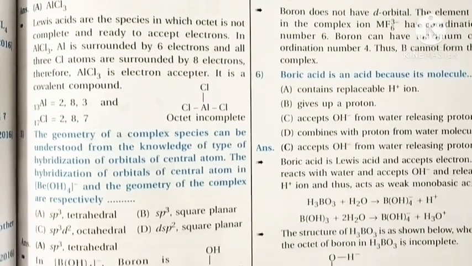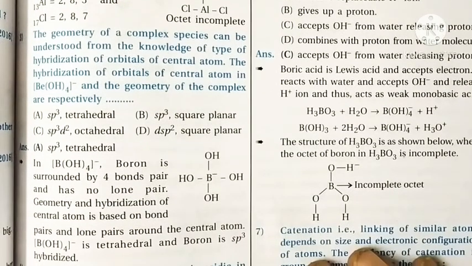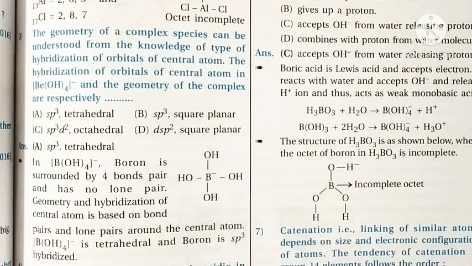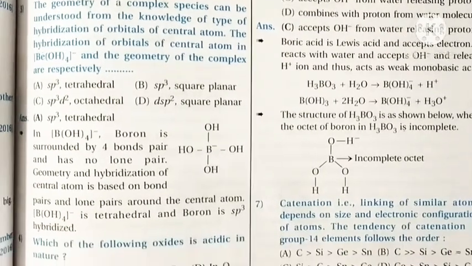Next, the geometry of a complex species can be understood from the type of hybridization of orbitals of the central atom. What are the hybridization of the central atom in BeOH4 and the geometry of the complex, respectively? Four OH groups are attached to beryllium, so 4 hybrid orbitals are present, and sp3 is the perfect answer. Next one, number 4.